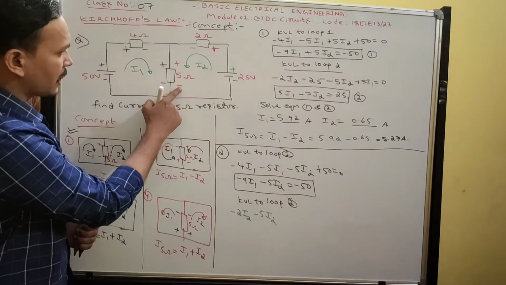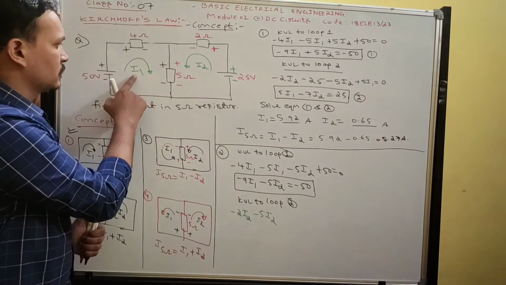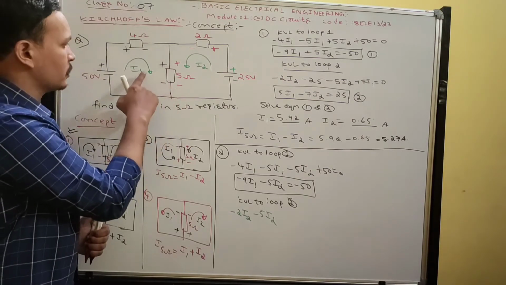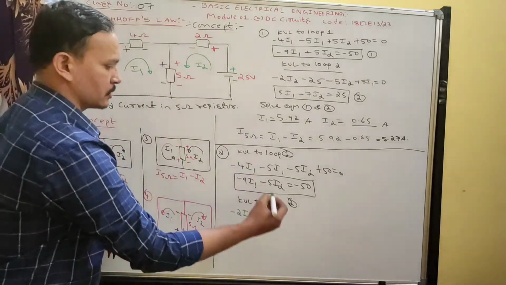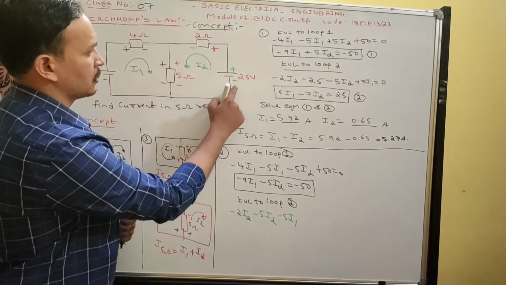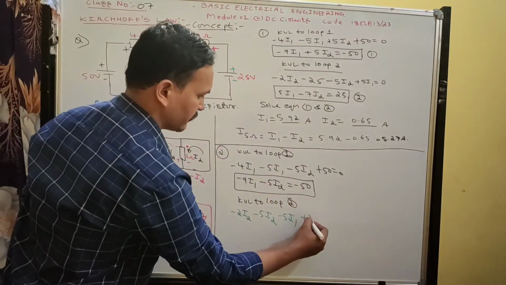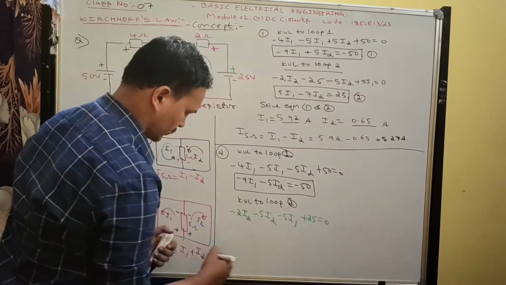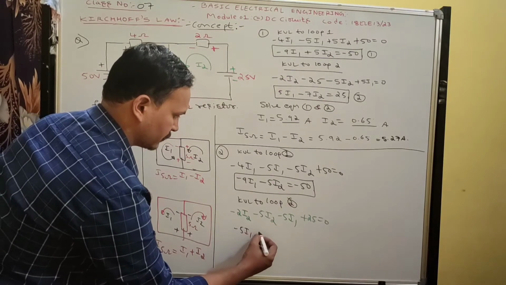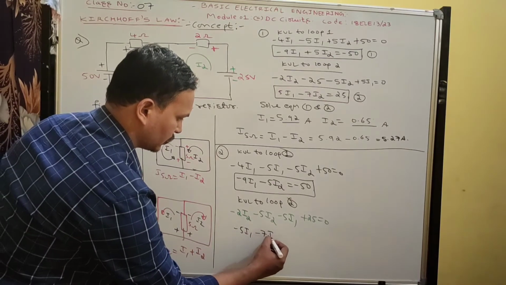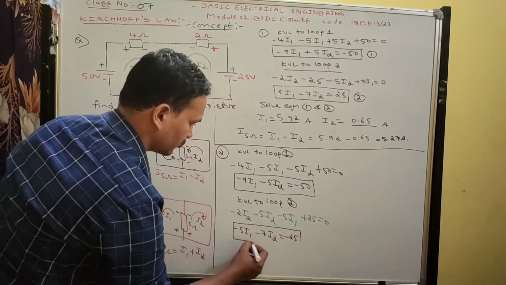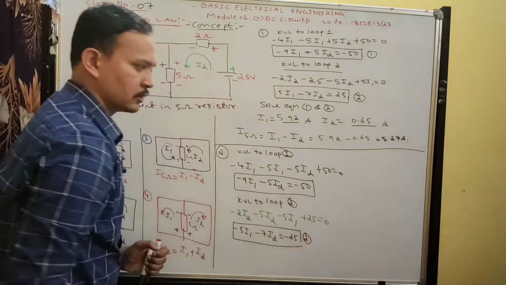Now for this polarity, check for I1 current. See the I1 direction and consider for loop 2. So I1 is flowing from plus to minus, so drop, minus 5 I1. Now see the I2 current, minus to plus, rise, plus 25 equals 0. Now simplify this. By simplifying this, you will get minus 5 I1 minus 7 I2 equals minus 25. So this will be equation 2.